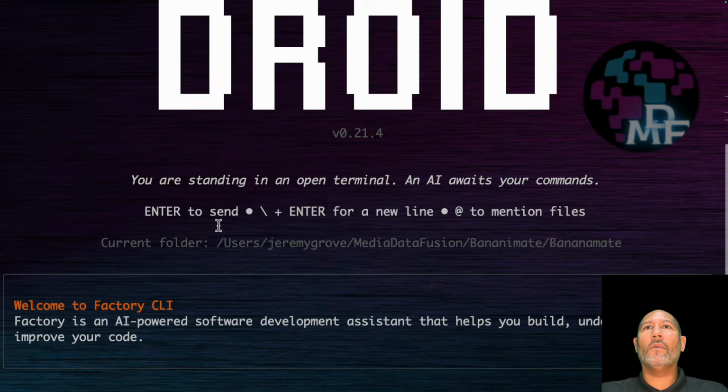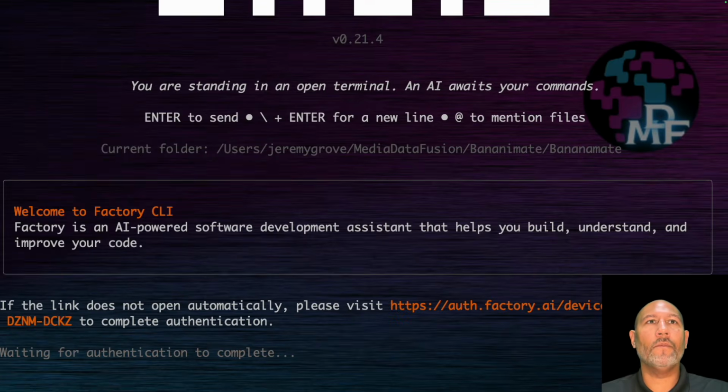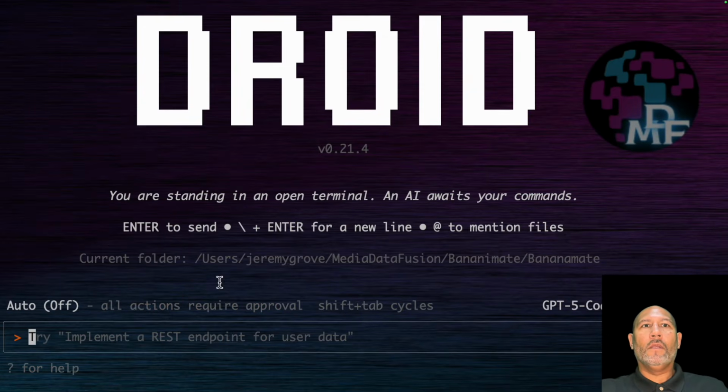So you can see that we're all logged in. We're all configured. Welcome to Factory. So we're going to need to log in. Okay. So this is where you'll log into your Factory AI account. Very simple. So you will see by default, you are going to have their keys.